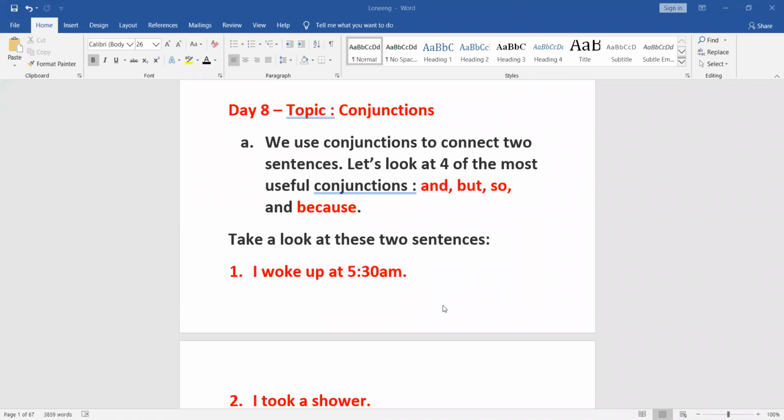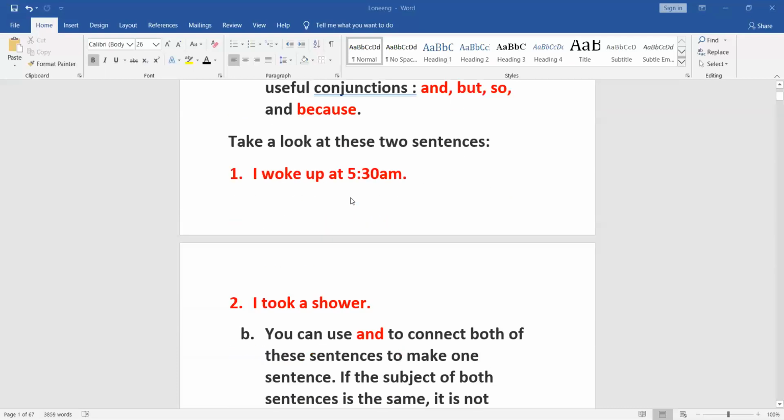Okay, first of all, we use conjunctions to connect two sentences. So there are two phrases, and if you want to connect two phrases and form one full sentence, then you can use conjunctions. Okay, so let's look at the four most useful conjunctions: and, but, so, because. We're also going to learn about a word called or, where we could use it. Okay, so let's take a look.